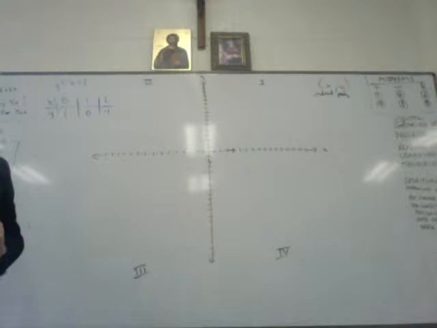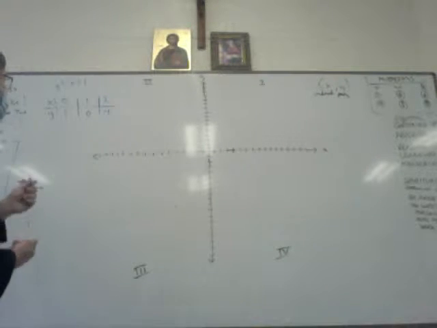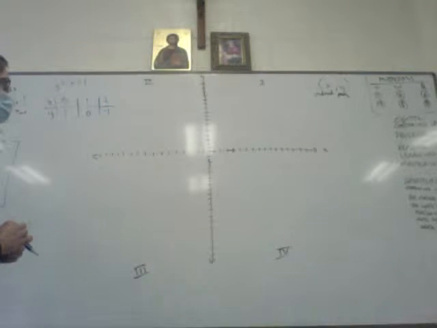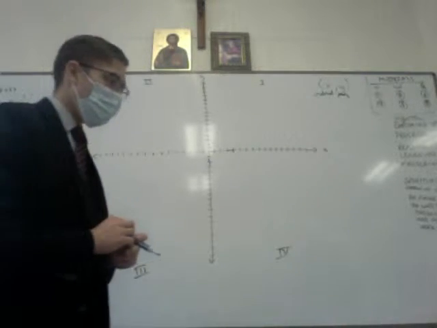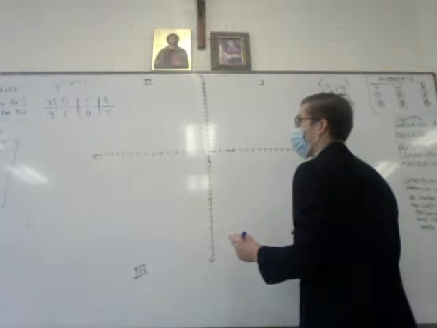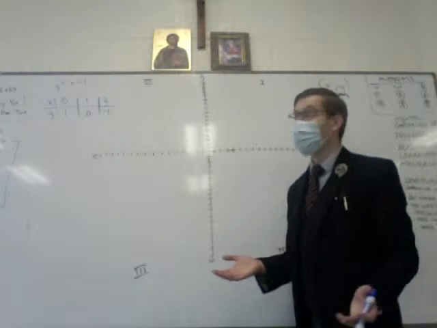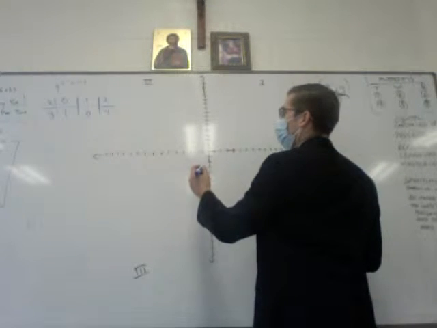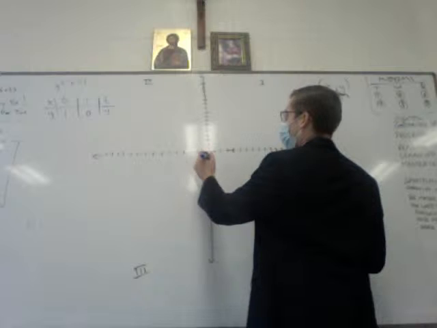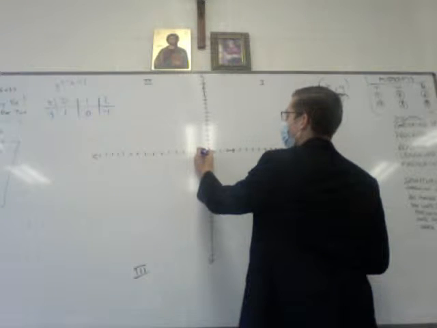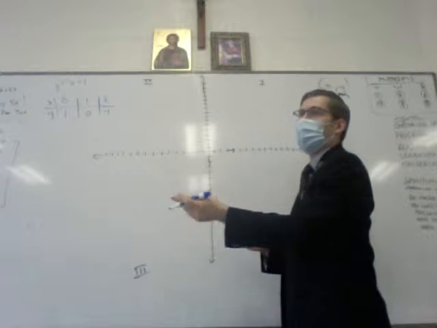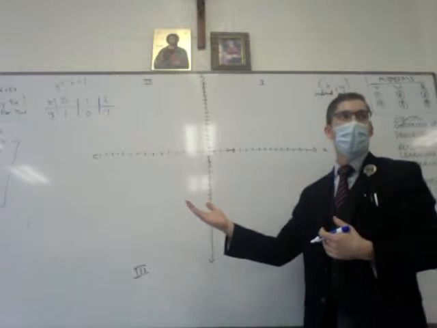Okay, now what are we going to do with that information? We're going to go to the origin and graph them. For my first point, I'm just going to go up 1, because X is 0, so I'm not going to go to the left or the right.